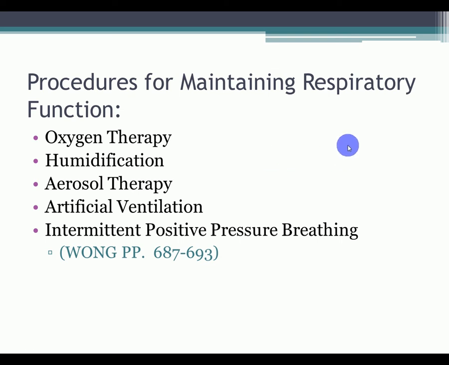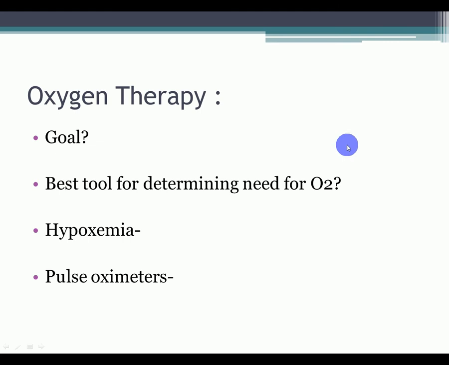Okay, I finally got my story straight. The goal, when we're talking about oxygen therapy, is to provide sufficient amounts of oxygen to the tissue so that normal metabolism can occur. Done told you that. So it's to treat hypoxia. The best tool for determining the need for oxygen, of course, is ABGs. Wrong. It's O2 sats. We want to check O2 sats.